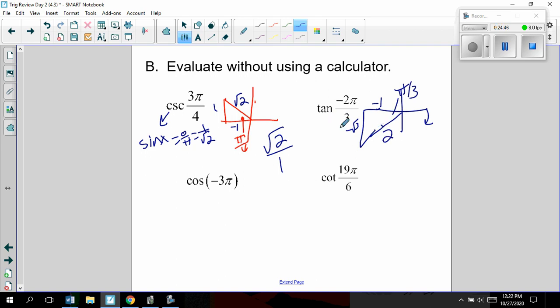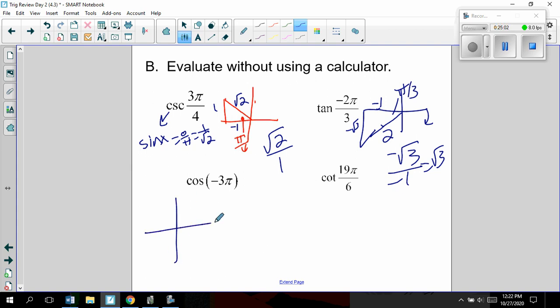Then I want tangent, which would be opposite over adjacent. So square root of 3 over 1, well, negative, so over negative 1, which would just be the square root of 3.